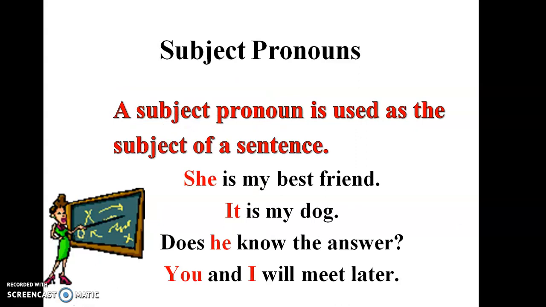Then, subject pronouns. The subject pronoun is used as the subject of a sentence. For example, she is my best friend. She is a subject pronoun. It is my dog. It also is a subject pronoun. Does he know the answer? You and I will meet later. Here you can see the subject pronouns such as she, it, he, you, and I.